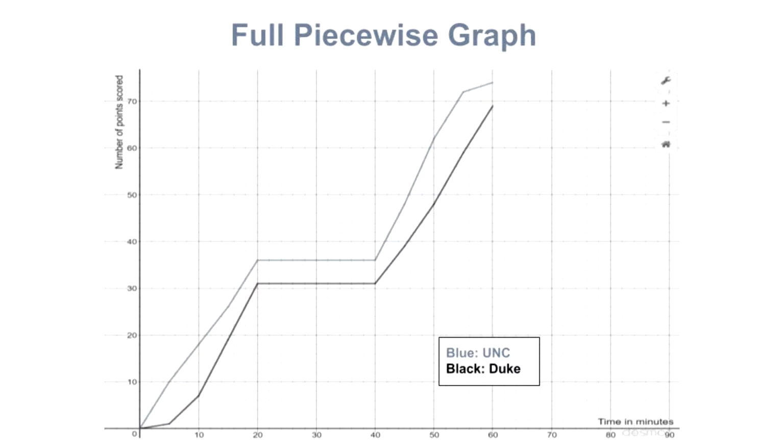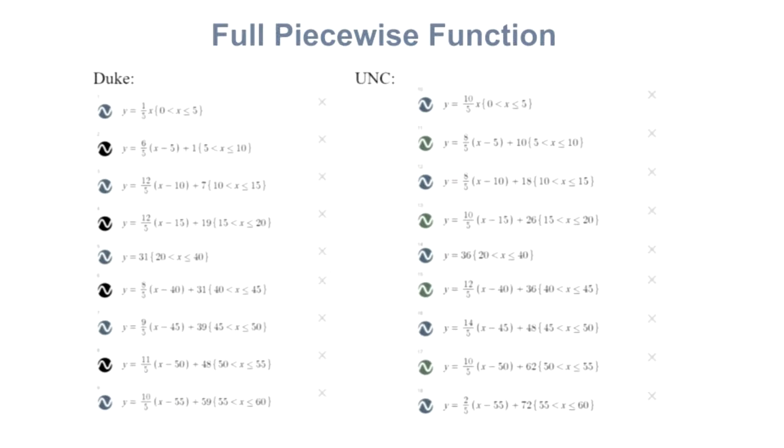This is the full graph of my piecewise function where the blue line is for UNC and the black line is for Duke. These are the two functions for Duke and UNC. There are 9 different pieces in each, and each piece represents 5 minutes.